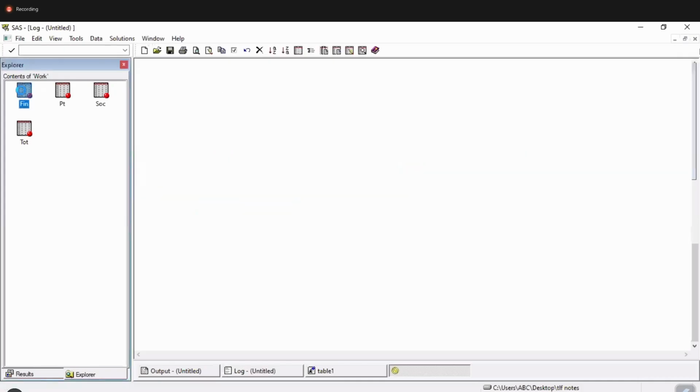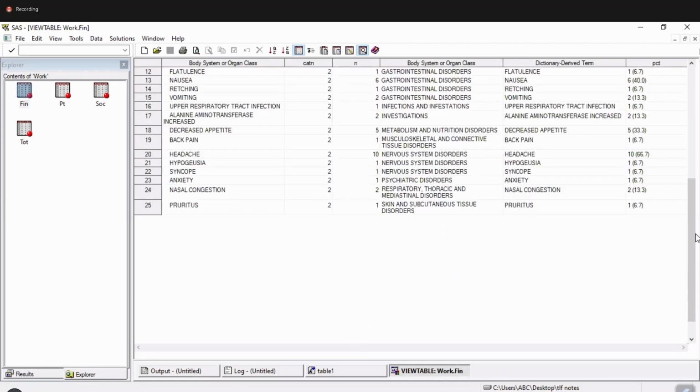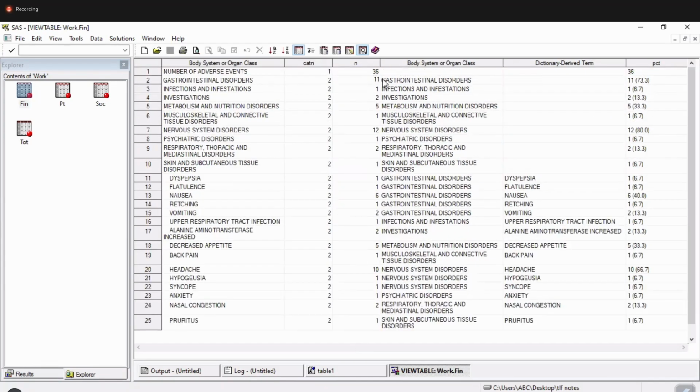See the final data set. Observe here, there's a PCT variable I've created. When cat n is equal to 1, we don't need to derive any percentage. But in all other cases, along with n, the percentage in brackets is also coming. See, gastrointestinal disorder 11, so total percentage 73.3. For all the body systems, and for all the AE codes also, in the bracket you are getting percentages.